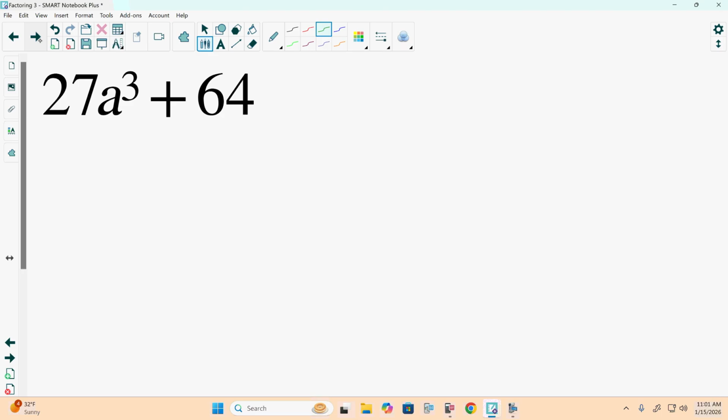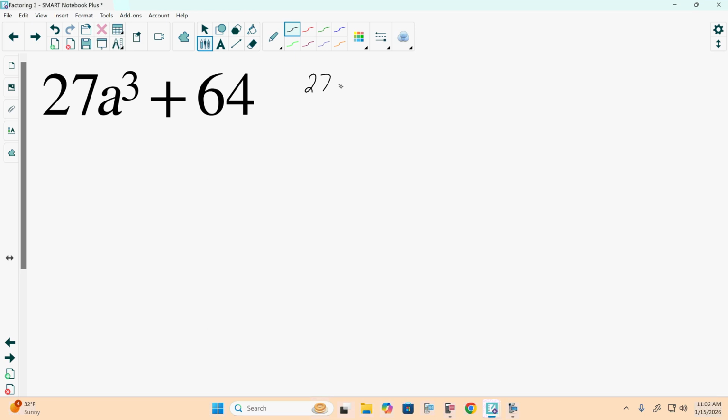(27a to the third plus 64). So when we look at this here, we do have a sum of two terms. Now the big question is, are these two terms perfect cubes? Can we rewrite them as a term times itself 3 times? I would also be looking for greatest common factors, especially if the cube roots of the numbers don't come out nicely. There's a good chance there's a greatest common factor we have to factor out.